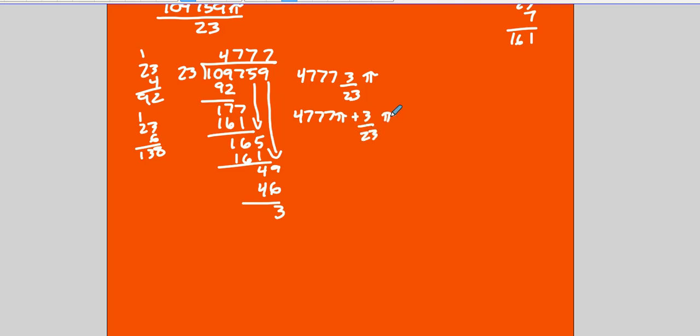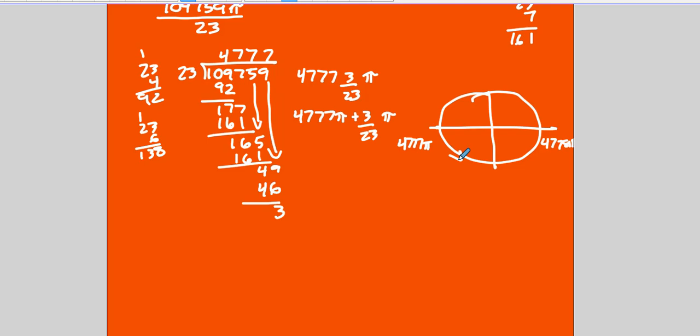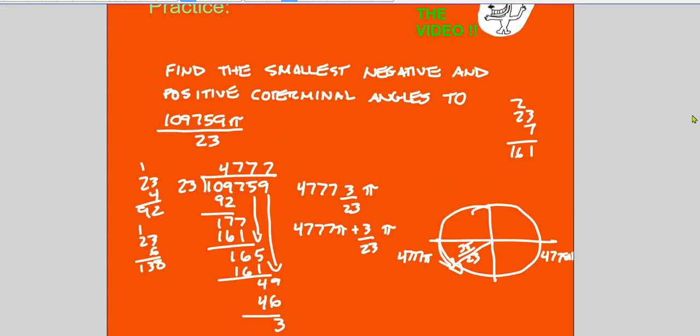3/23 pi. So if you sketched a little unit circle here, that's an odd whole number over here. So this would be 4,777 pi. This would be 4,778 pi going this way. Okay, so we have 3 pi over 23. Well, that's going to be 3 pi over 23 past this, so our reference angle here is 3 pi over 23. Okay, so we're in the 3rd quadrant.